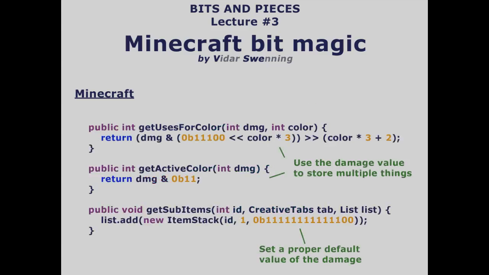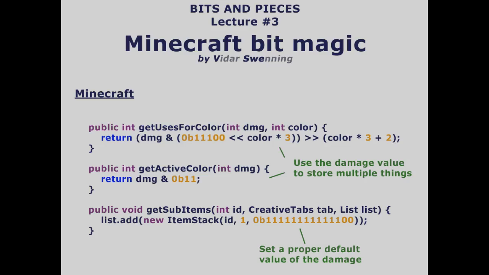Then we saw an example of how we can do it with items. So here we have, depending on the damage value, we're defining, for instance, how many uses we have left for a specific color and which color is the active one. And also what we had to keep in mind was to set a proper default value if we didn't want a 0 to be the default value when we got it from the creative window. So I'm just overriding get sub items there and adding an item stack with that long binary sequence there for the not metadata, but the damage value.